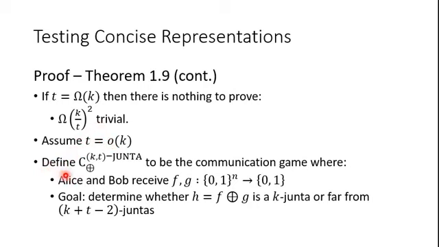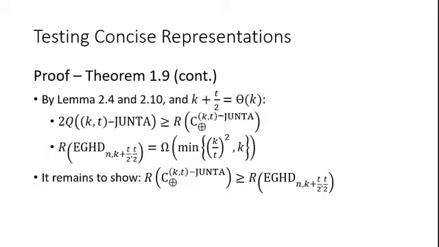So what we will do is define this communication game. We'll denote by this the communication game where Alice and Bob receive f and g respectively, from {0,1}^n to {0,1}. Their goal is to determine whether h, which is the XOR of f and g, is a k-Junta or whether it is far from k plus t minus 2 Juntas. By Lemma 2.4, we have the relationship between the query complexity of this property and the communication complexity of the communication game we just defined. This is from Lemma 2.4, which we keep seeing.